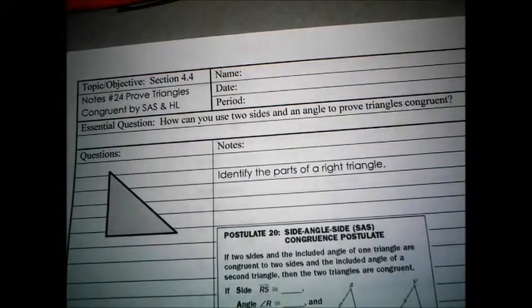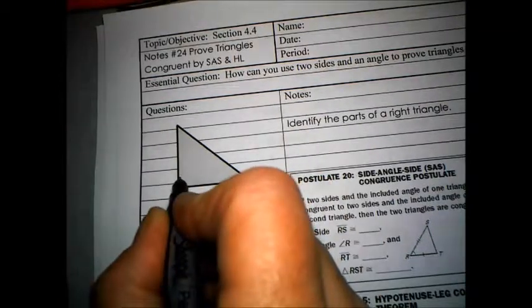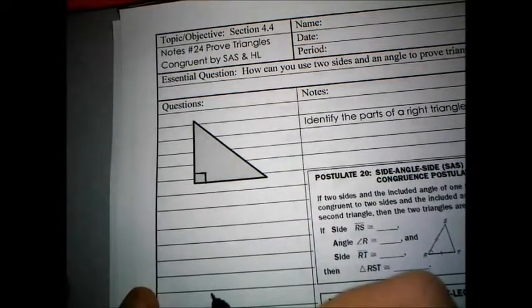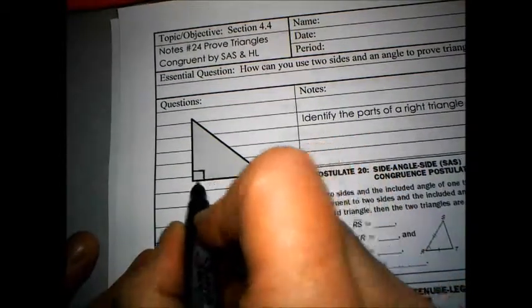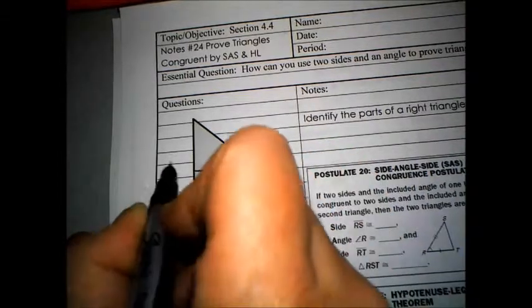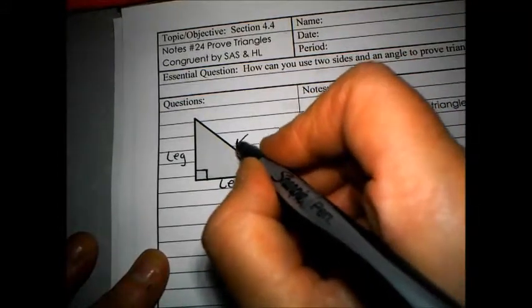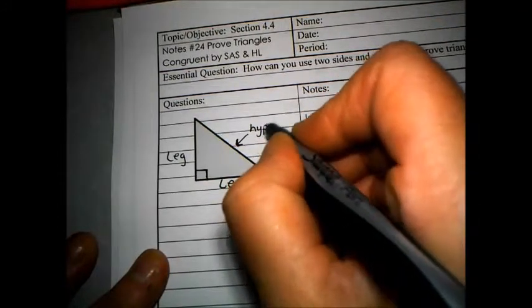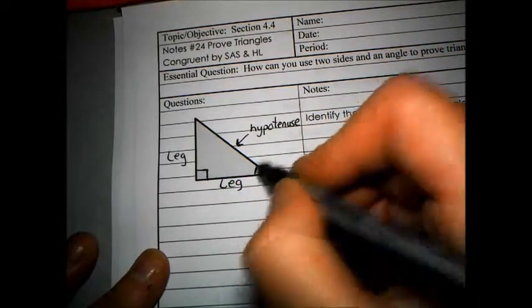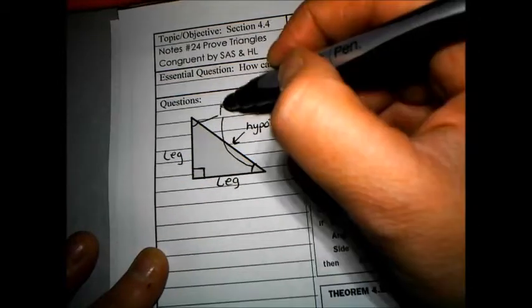If I go with the first one, it says identify the parts of a right triangle. Over here on the side, I have a right triangle, so that means there's a right angle, or a box in the corner. To identify the parts, the sides that share the right angle are called the legs. And this side opposite of the right angle is called the hypotenuse. And these angles here are acute angles.